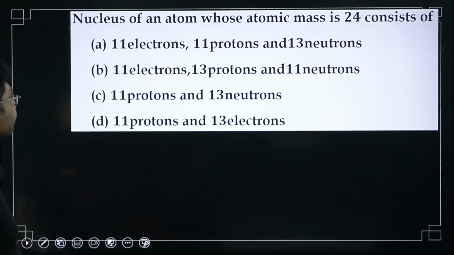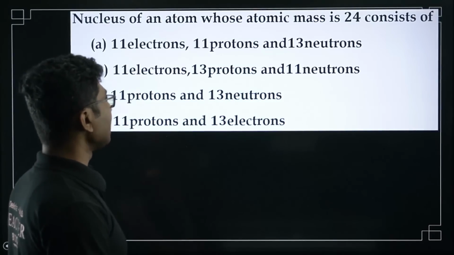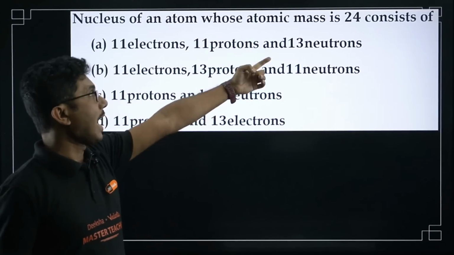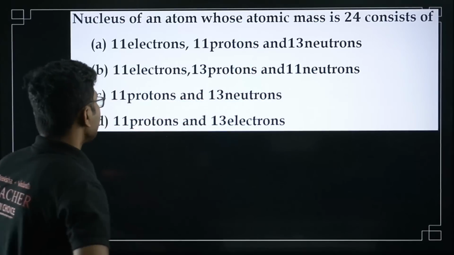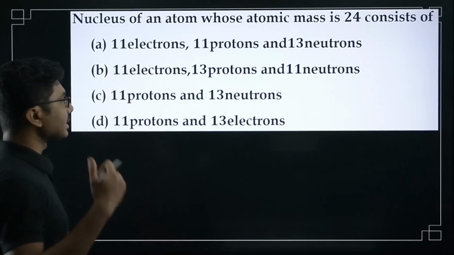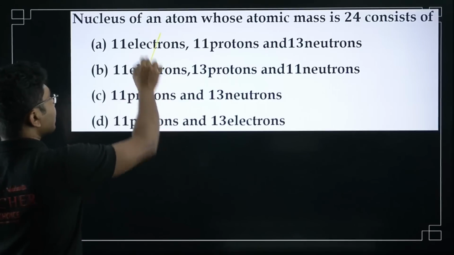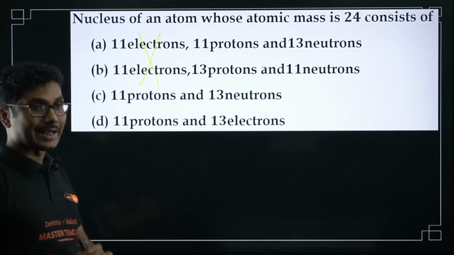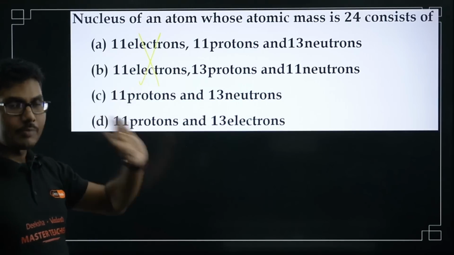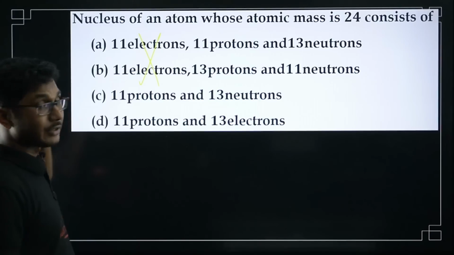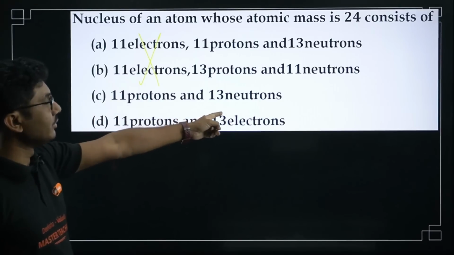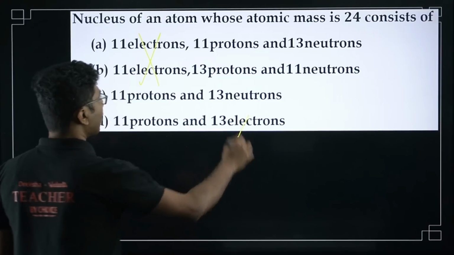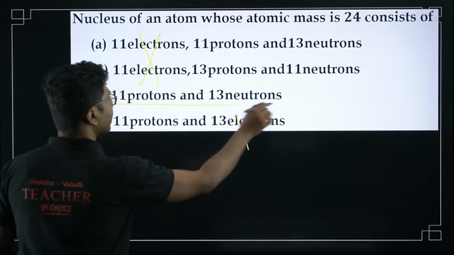Now next question. Nucleus of an atom whose atomic mass is 24 consists of... So nucleus of an atom having 24 mass number. Okay, so it consists of 11 electrons. Nucleus does not have any electrons, so any options having electrons is incorrect. They are asking about the nucleus, not about the atom. Okay, so electrons are not part of the nucleus, so you can delete those options. So 11 protons, 13 neutrons, or 11 protons and 13 electrons. Again, electrons are not part of the nucleus, so the correct answer is 11 protons and 13 neutrons.